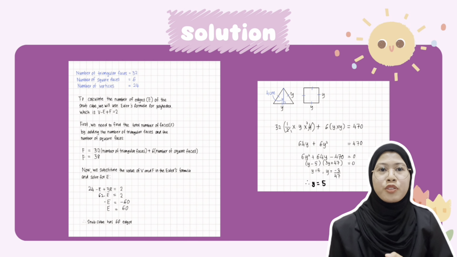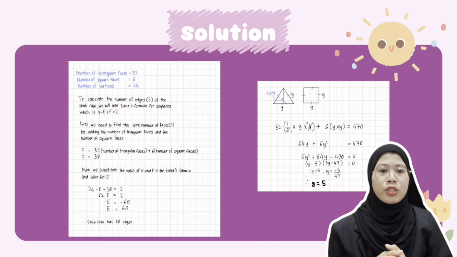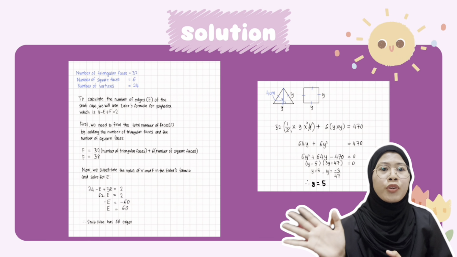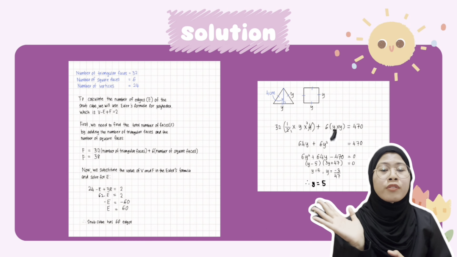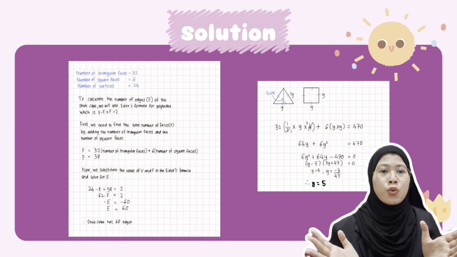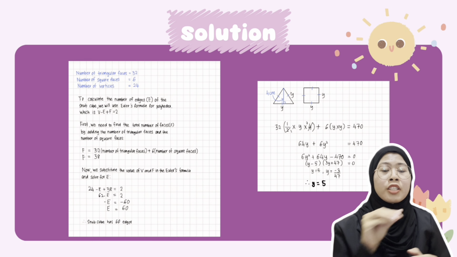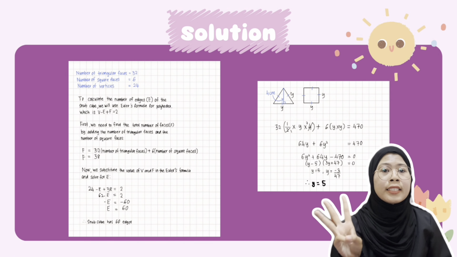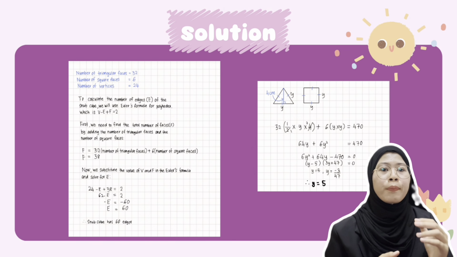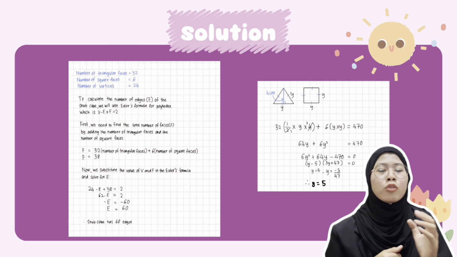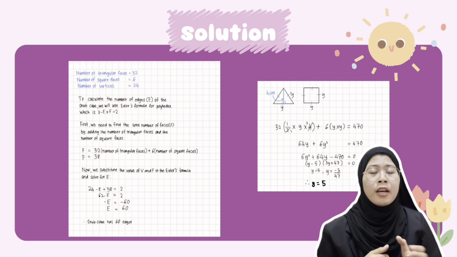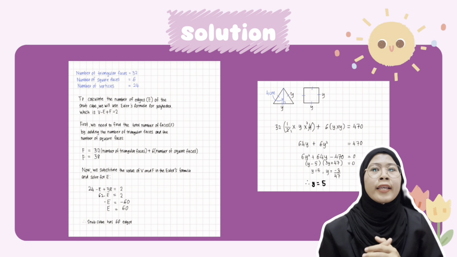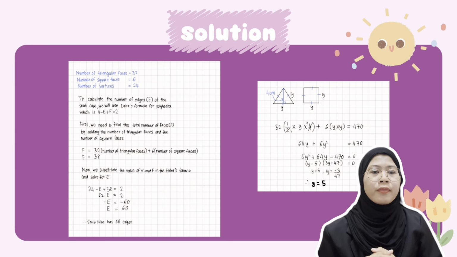Then we have to find the length of the edges. The length of the triangle and the square sides is the same. So based on the formulas that we know for the triangle and the square, we have to make an equation, which is 32 times 1 over 2 times y times 4, which is the height of the triangle, plus 6 times y squared equal to 470.